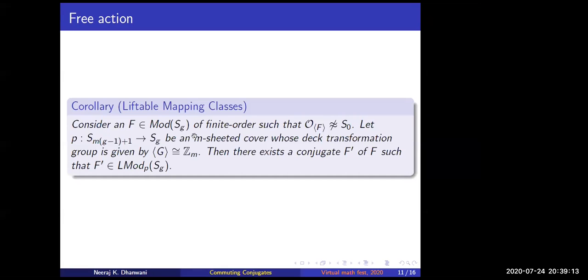So f is a mapping class of finite order such that the orbifold is not spherical. Then you can always find a lift of f in this finite sheeted cover. This liftability, I think, is a well known problem in algebraic topology.